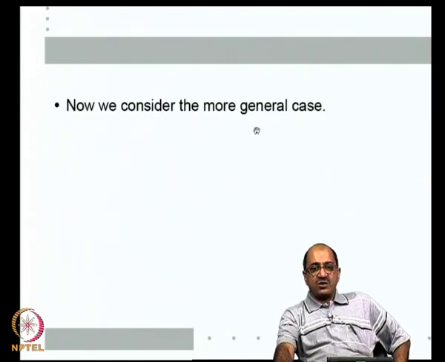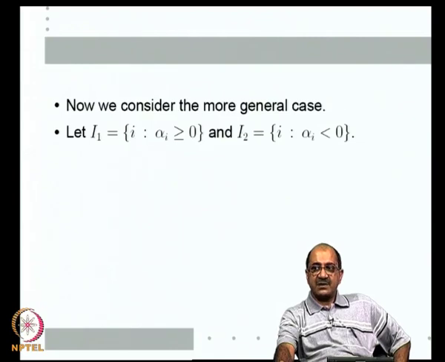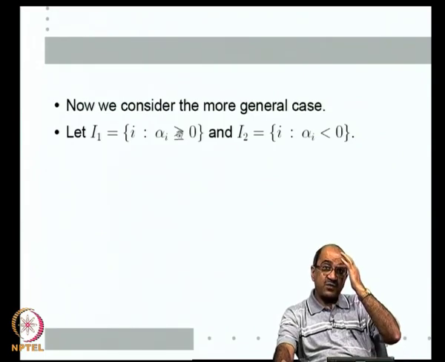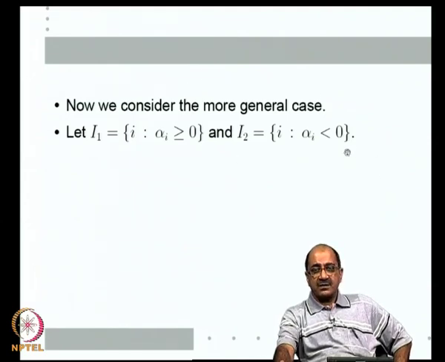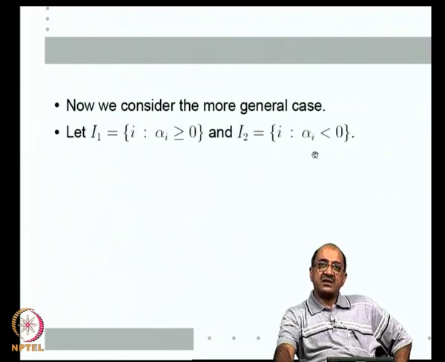So, we consider the general case. Of course, I could have only considered this because it includes the special case: some of them are positive, some of them are negative. But anyway, let us say now there are both positive and negative alphas. Let the set I1 consist of all indices i such that the corresponding alphas are positive, and I2 contain those which are negative. Mind you, these alphas are the scalars in the linear combination of x i that goes to 0, because the x i are given to be not linearly independent. There is one such combination, summation alpha i x i equal to 0. With respect to those alphas, I am defining the sets I1 and I2, so that I1 consists of all indices where alpha i is positive and I2 consists of all indices where alpha i is negative.